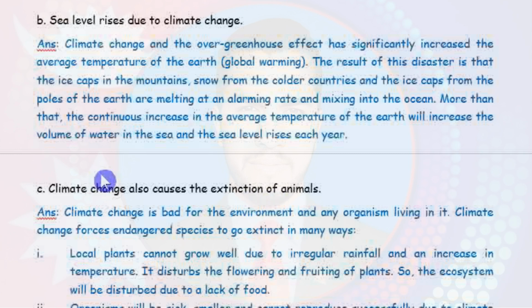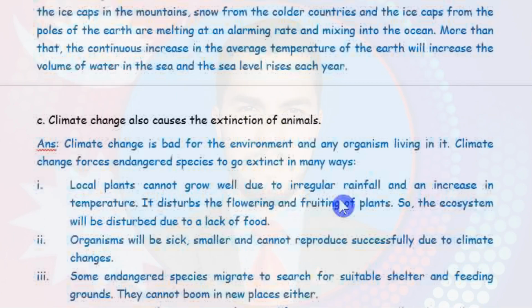Now let's go to C number, give reason C. Climate change also causes the extinction of animals.